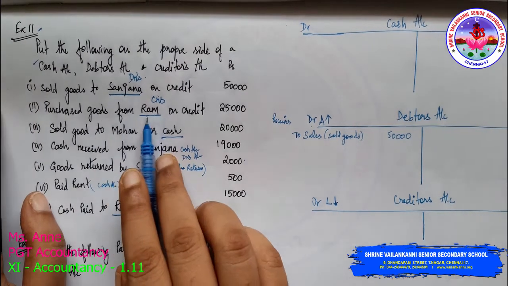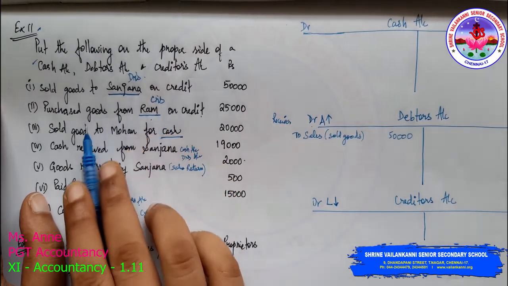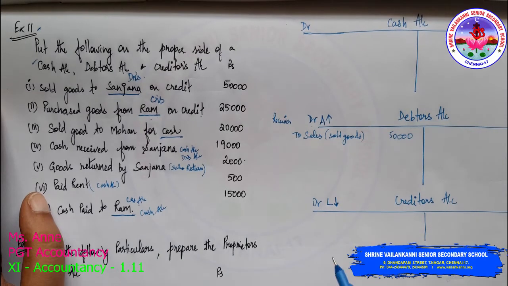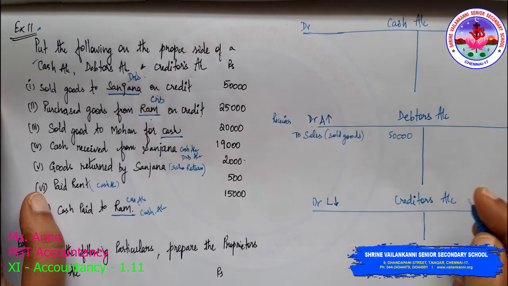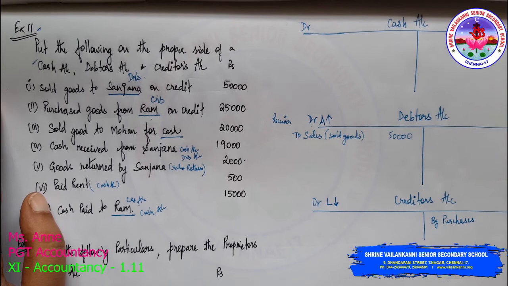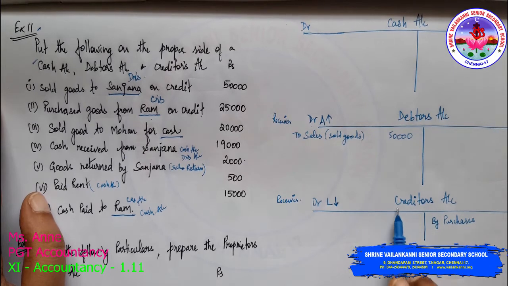Purchased goods from Ram on credit. Now Ram is the giver of the goods because we are purchasing. Ram has to give us goods and then only we will get them. So credit the giver. Okay, so it is by purchases 25,000. Same giver because Ram is the giver. Okay, it's also a personal account, that's why I'm writing it that way.